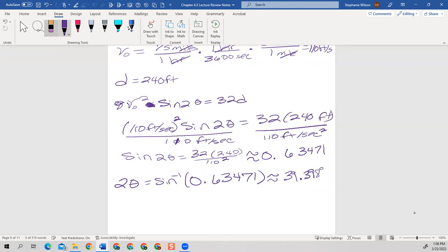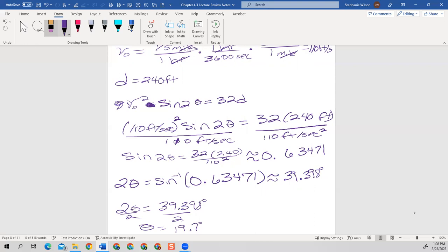All right, now that I have this, I'm going to take my 2 theta and set it equal to what I got, 39.398 degrees. I'm going to divide by 2 on each side. Now I have theta is equal to 19.7 degrees. So that's one of my answers. I got my 110 feet per second. Now I'm going to have 2 angles here. So 19.7 is one of my answers.